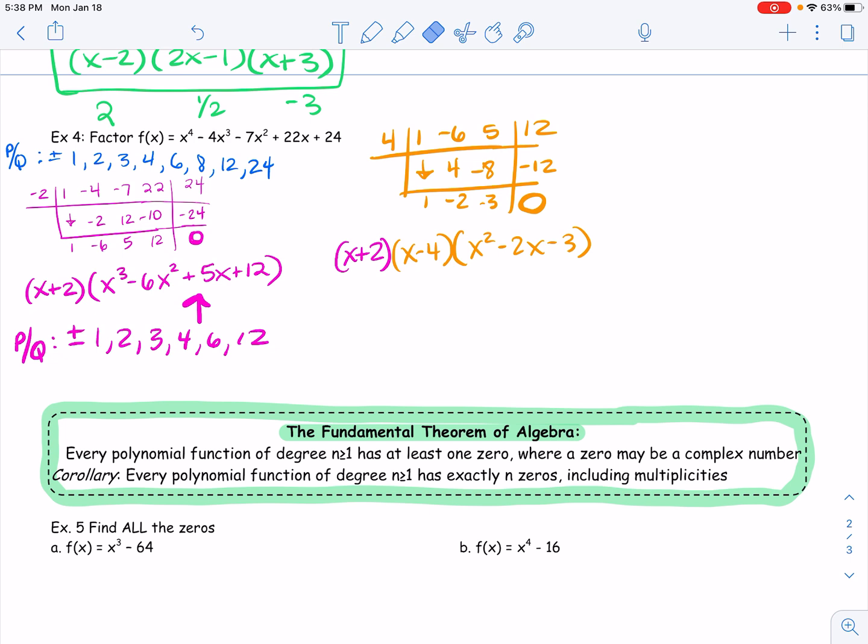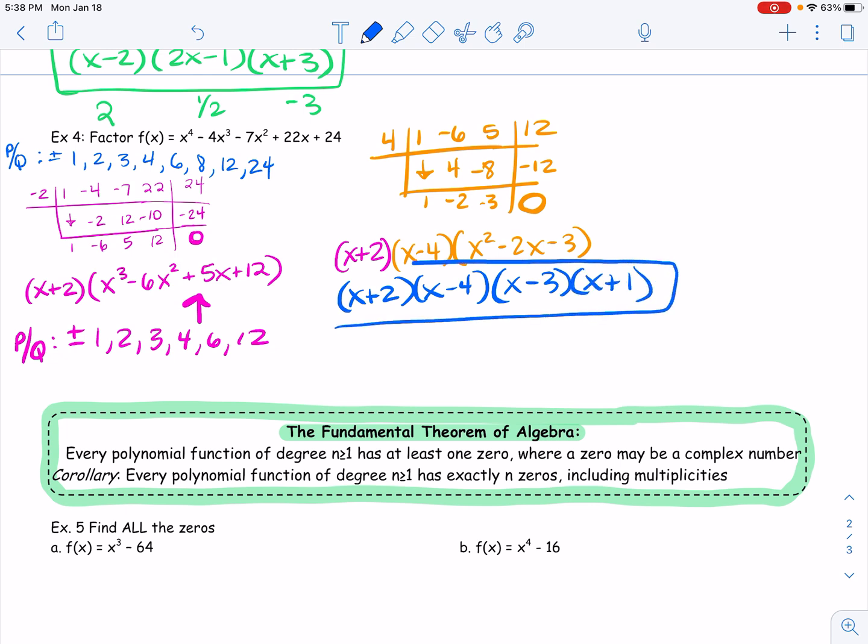1 times -3 is -3. Factors of -3 that add up to -2. Hallelujah, praise the Lord. That's -3 and +1. I can factor this, and that is going to become x plus 2, x minus 4, x minus 3, and x plus 1. Yay! And look, a zero of -2, a zero of 4, a zero of 3, a zero of -1, all in the list.